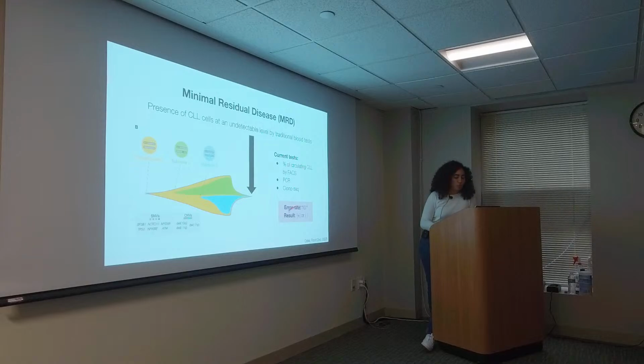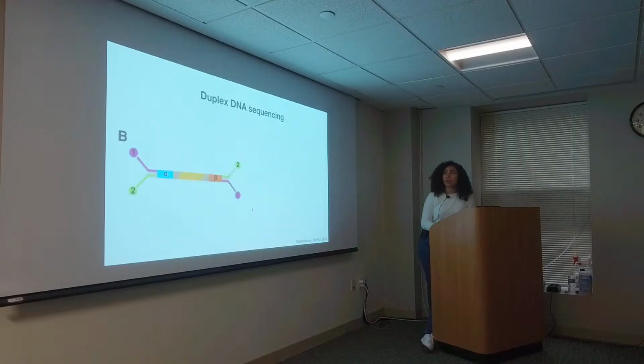So what we want to do is target this minimal residual disease state of the patients and do something that's called duplex DNA sequencing. Duplex DNA sequencing is a very sensitive way to do DNA sequencing. So the current way of doing DNA sequencing, you just acquire the information of 1 strand of DNA. With duplex DNA sequencing, you acquire the information of both strands of DNA. So I'm just going to go through it a little bit quickly.